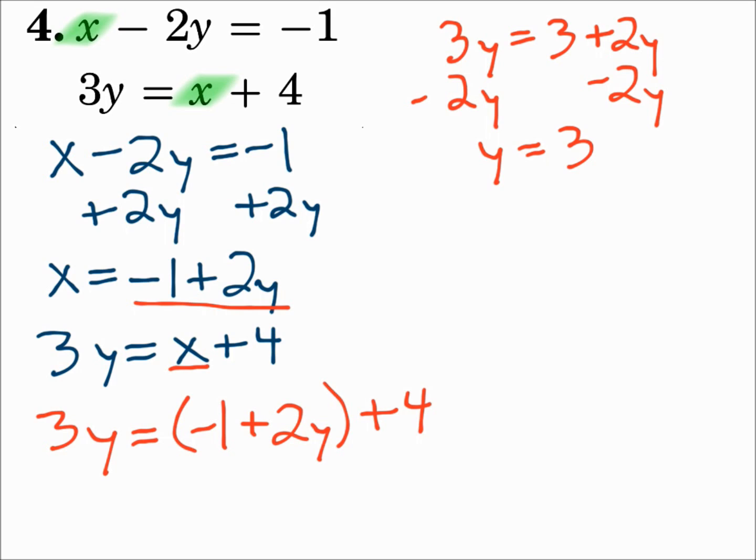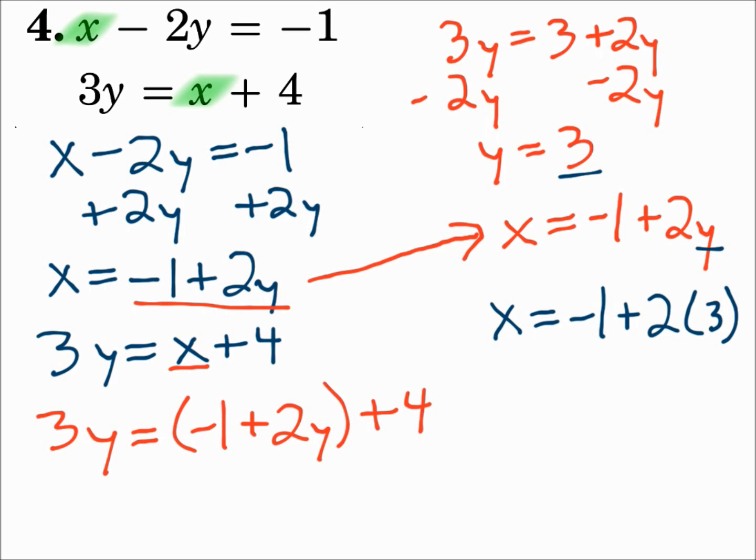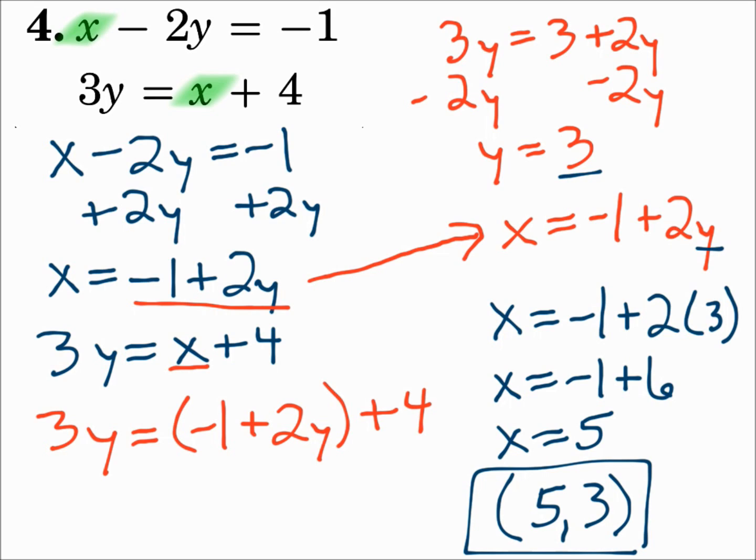Next, substitute that into any of the equations. And remember, the easiest one is the one we solved for at the very beginning, which is x equals -1 plus 2y. Since y is 3, we'll substitute 3 in where the y is. Multiply first. 2 times 3 is 6. And -1 plus 6 is 5. So x is 5. Now let's write the final answer. X is 5 and y is 3. That's like two lines that intersect at the point 5, 3.